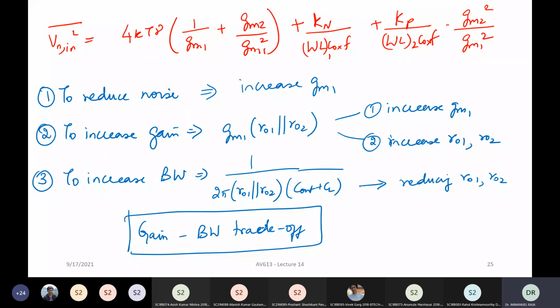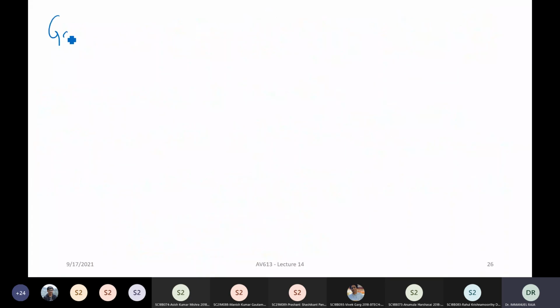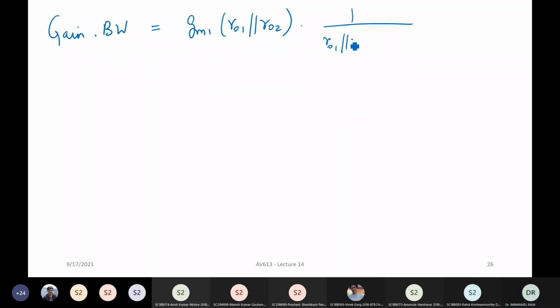Now, what is your gain bandwidth product? Gain into bandwidth. Gain is fixed GM times R0, right? Yes, of course. And bandwidth is, let's say CL, the 2 pi factor is there. Now, if you multiply the gain and the bandwidth, what do you get? You get GM1 divided by 2 pi CL.